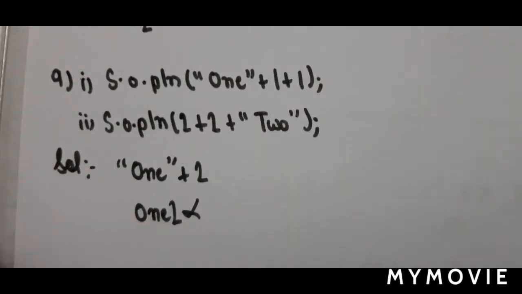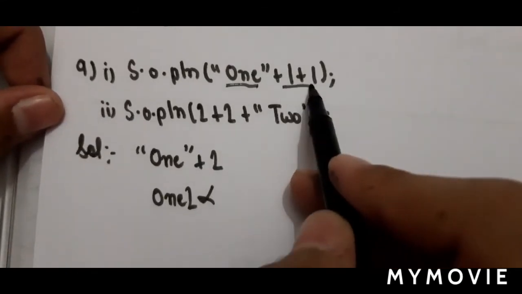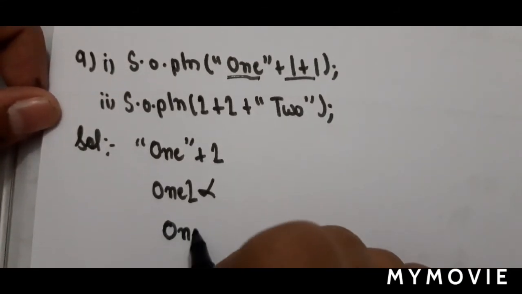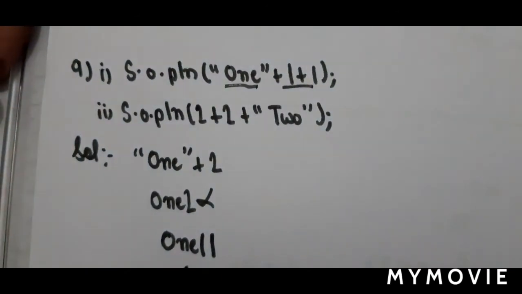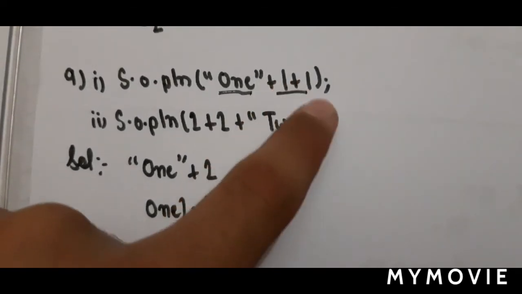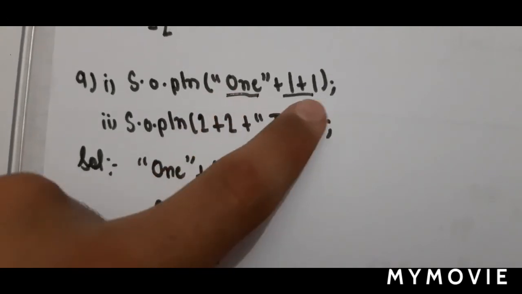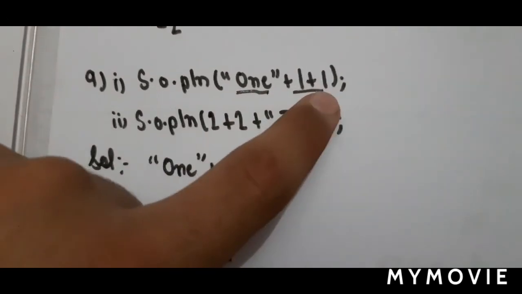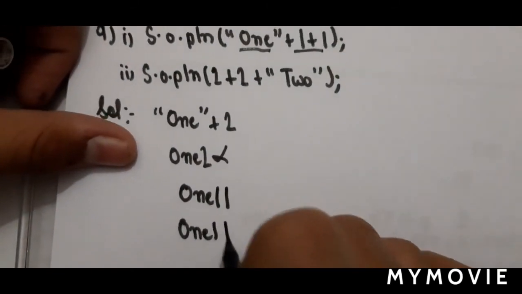See friends, here this is the string and these are the numbers. So the final answer will be 1 1 1. Why this answer? Because both 1s are after the string, so the numbers which are after the string will not be added. So the answer would be 1 1 1.